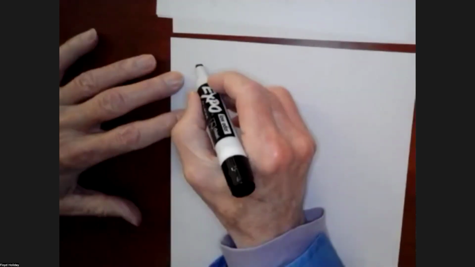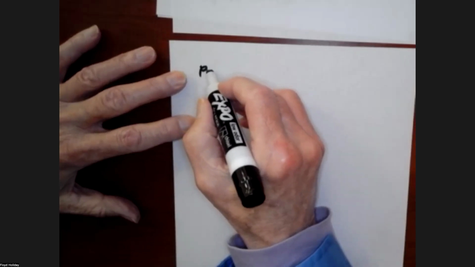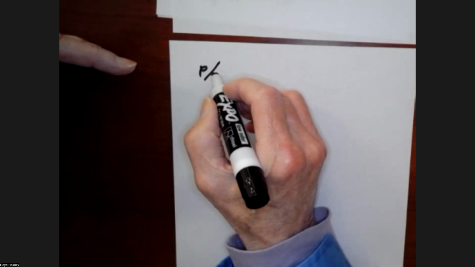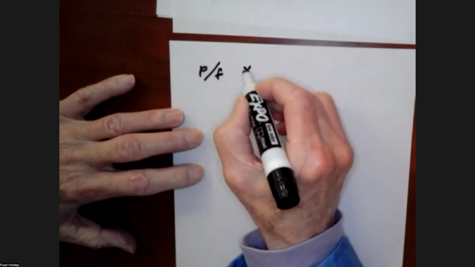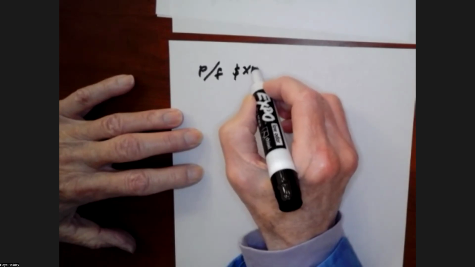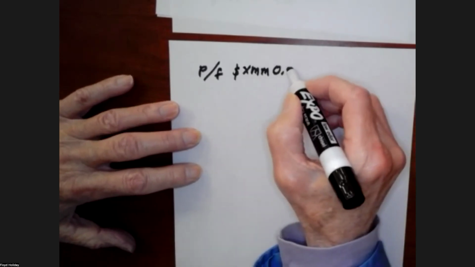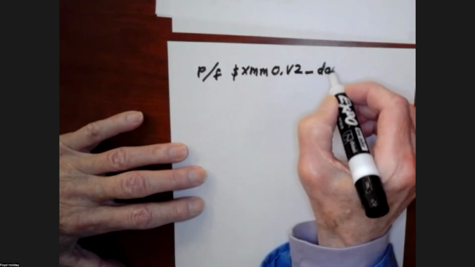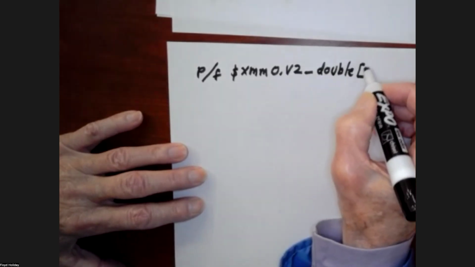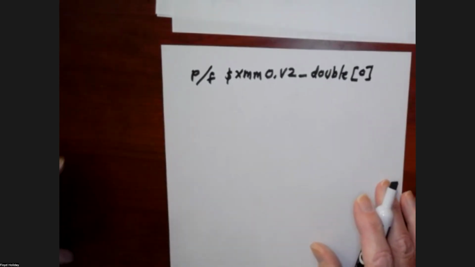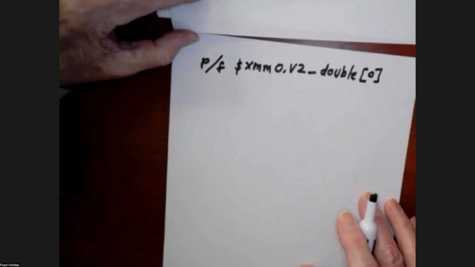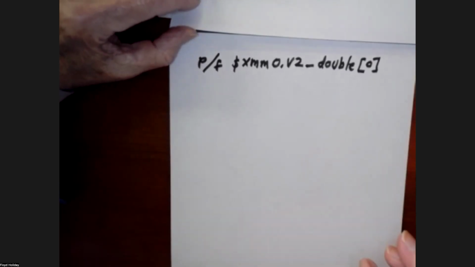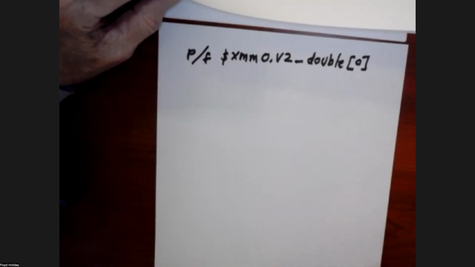Okay, so this is easy. Okay, so how are you going to? I'll do it live in just a few minutes. P slash, let's take F. X, oh, don't forget the $ sign. $xmm0.v2_double[0]. That's going to show us the data in the low half, the 64-bit on those.